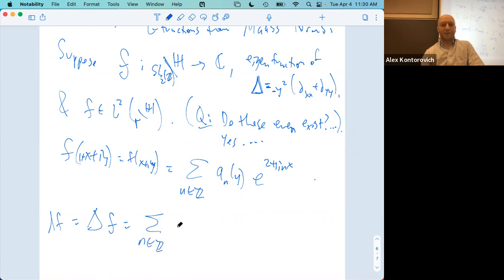I multiply by negative y squared. I take two derivatives in x, bring down a 4 pi squared n squared with a minus sign, plus two derivatives in y, which is whatever it is, a_n double prime of y, times e to the 2 pi i n x.